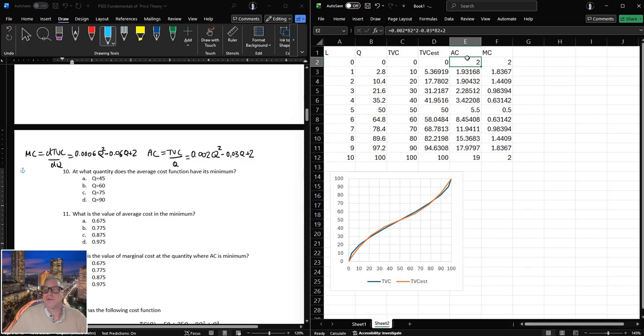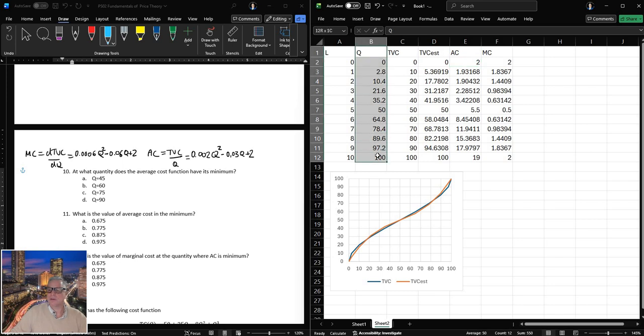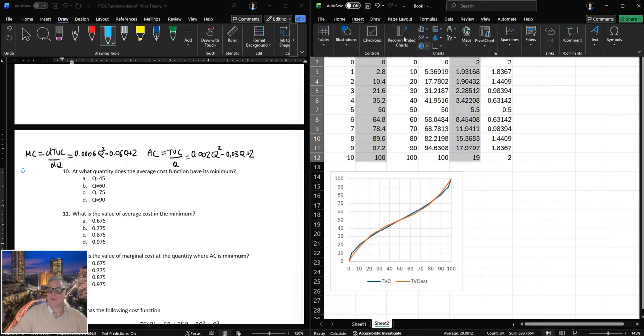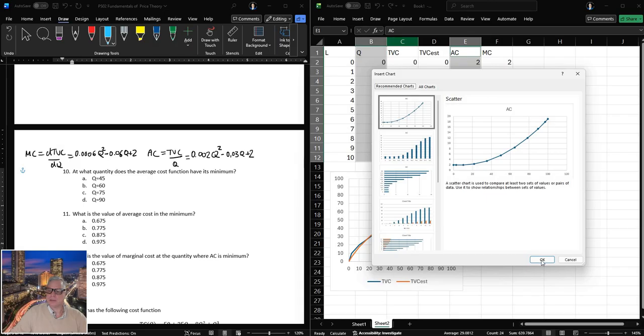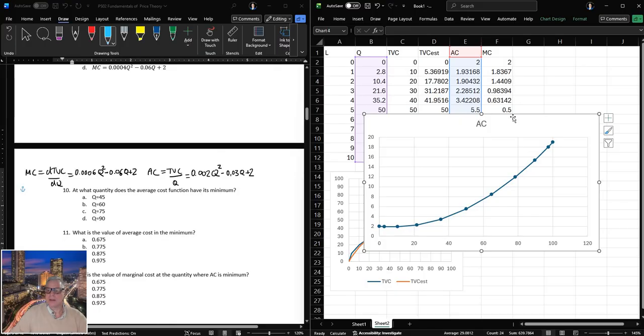Okay, let's double check the formula. Average cost: 0.002 times Q squared minus 0.03 times Q plus 2. So insert recommended chart. Oh, that actually looks correct. What's wrong with the marginal cost?